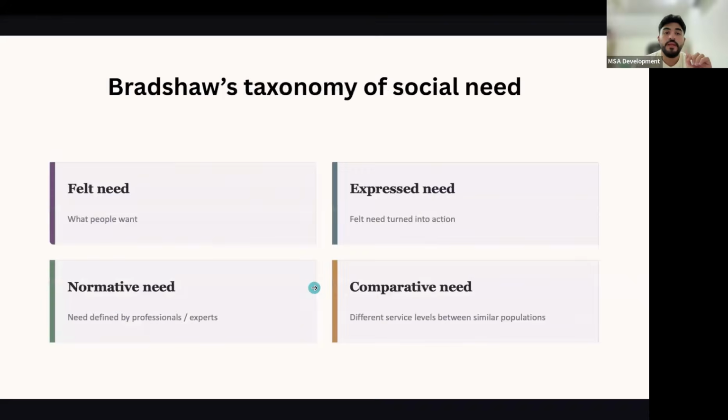Now, the Bradshaw taxonomy of social needs. So we have 4 aspects that you need to cover. First of all, what people want, and that's called the felt need. Then when that need turns into an action, it's an expressed need. Then some needs are defined by professionals or experts. This patient, for example, needs ABC. So that's a normative need. And different service levels between similar populations, that's called a comparative need. Very possible MCQ.